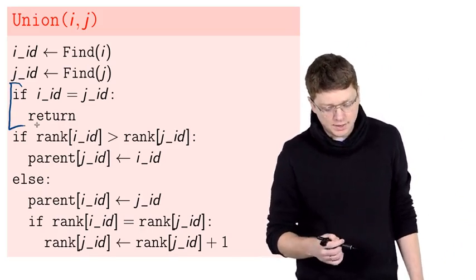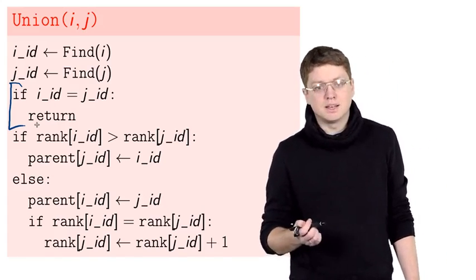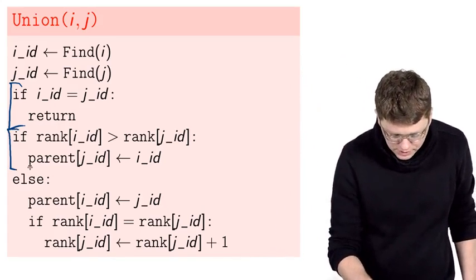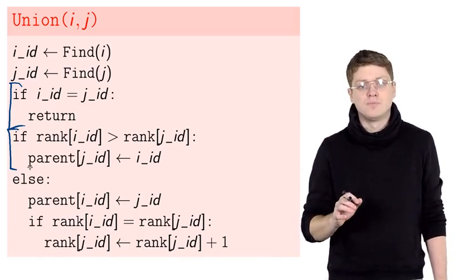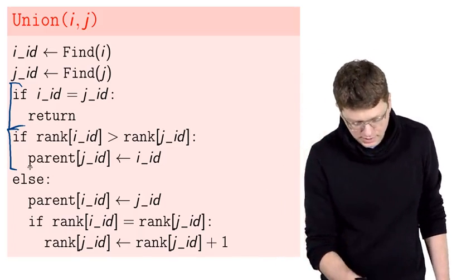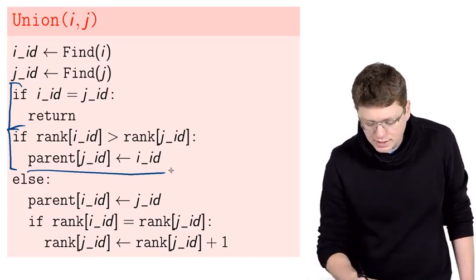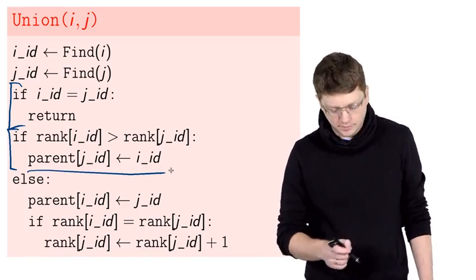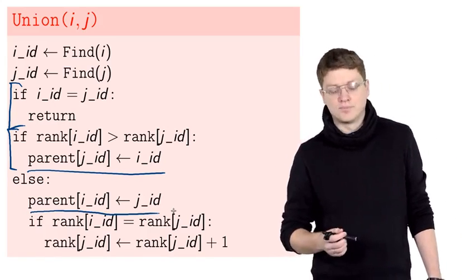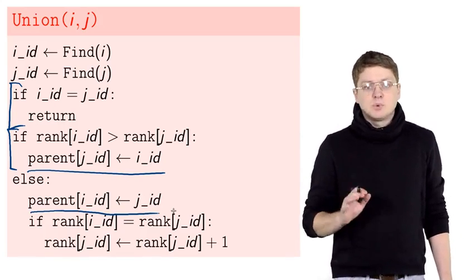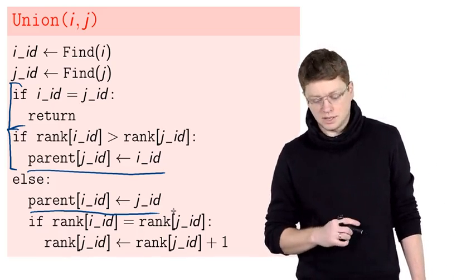We then check whether the height of the tree containing element I is larger than the height of the tree containing element j. If it is larger, then we hang the tree with the root jid under the root of element iid. This is done as follows. Parent of jid is set to iid. Otherwise, we do the opposite thing. We just assign parent of iid to be equal to jid. The last thing is that we need to check whether the heights of the corresponding two trees are just equal.